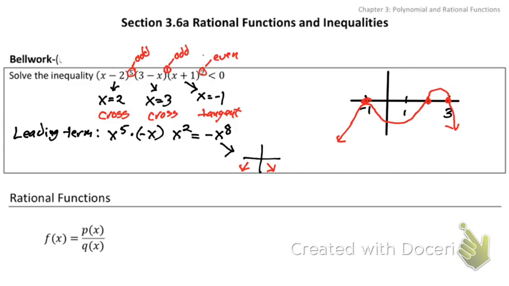Now I just have to ask, when is this less than 0? It's less than 0 anytime it's underneath here. Well, since there's no equal to sign, we're going to use parentheses. So we are going to have from -infinity to -1, union with -1 to 2, union with 3 to infinity.